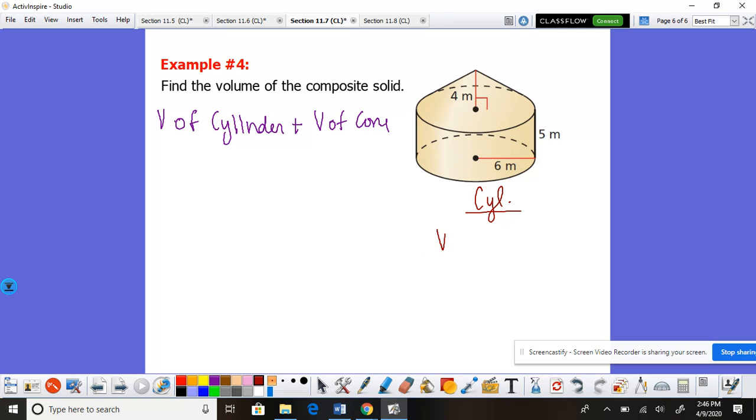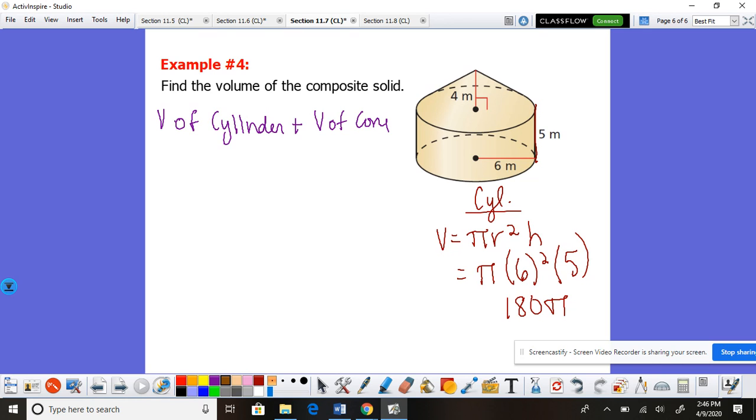So the volume of a cylinder is always pi r squared times h, which is pi times 6 squared times the height, which is 5, which gives me 180 pi. Or if you want to put that in your calculator and get a decimal, that's okay too.